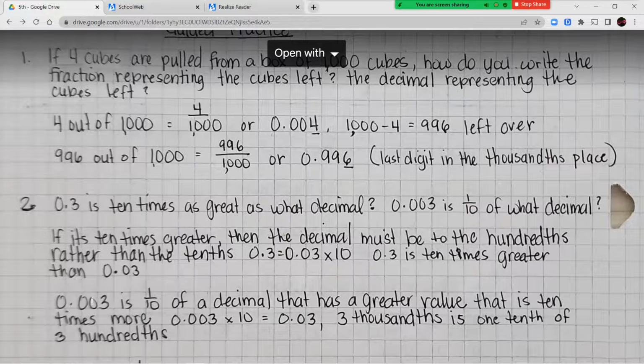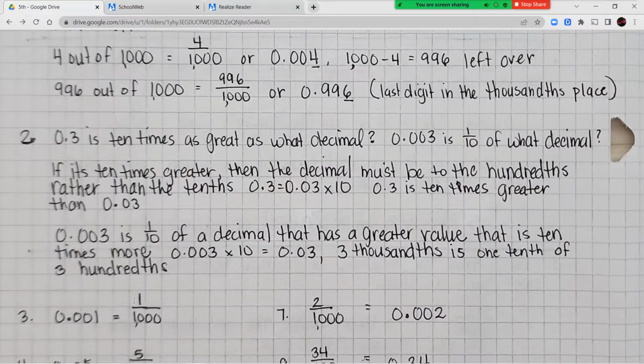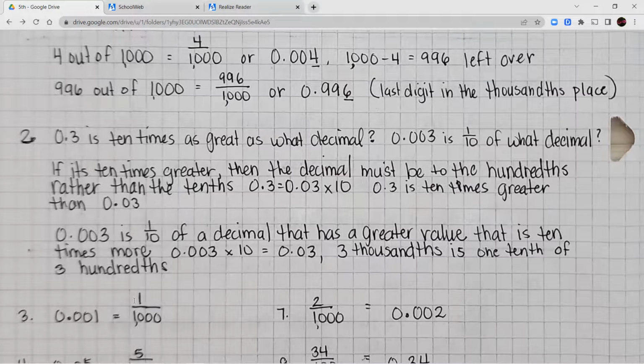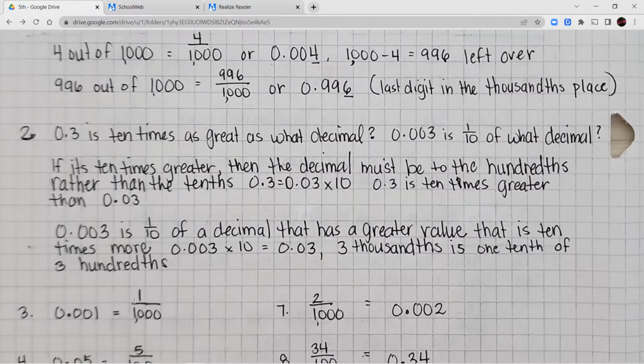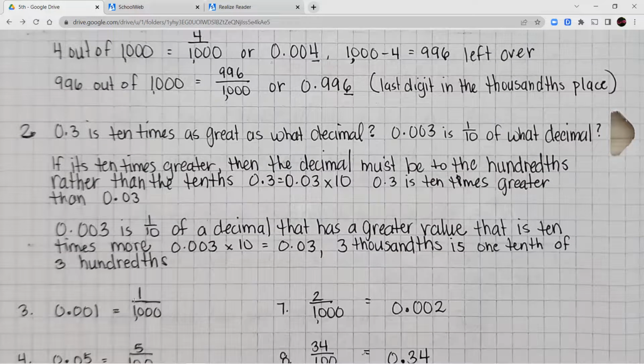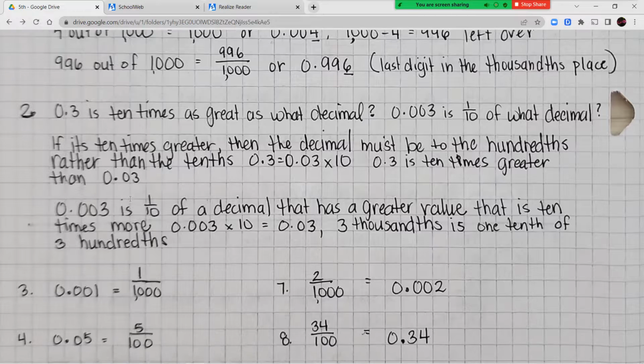0.003 or 3/1000ths is 1/10 of a decimal that has a greater value that is 10 times more than that. So I would multiply that one. 0.003 times 10 would give me 0.03 or 3/100ths. So 3/1000ths is 1/10 of 3/100ths, and 3/10 is 10 times greater than 3/100ths.